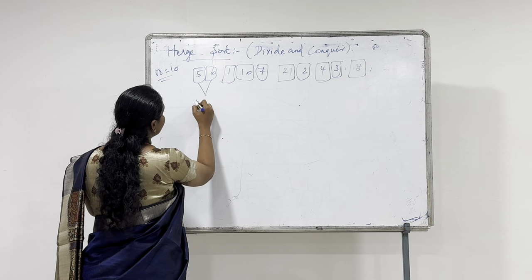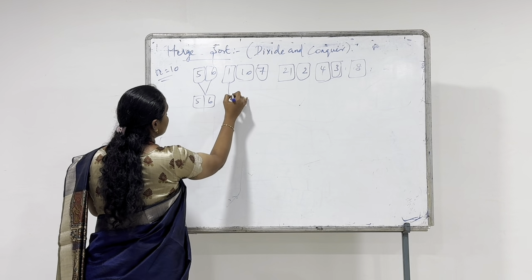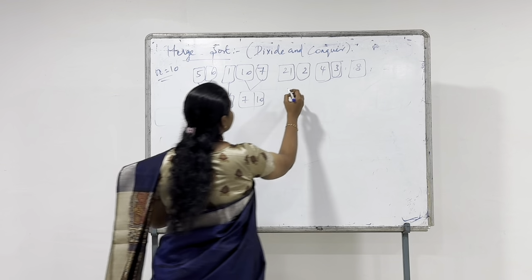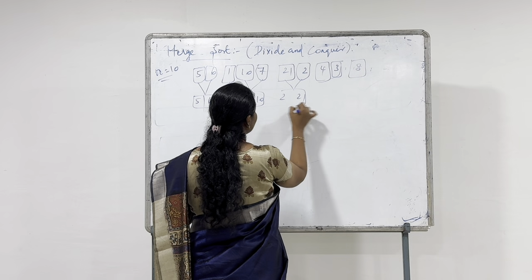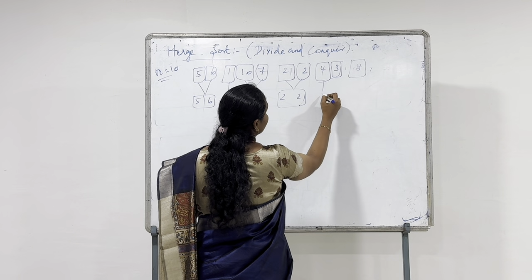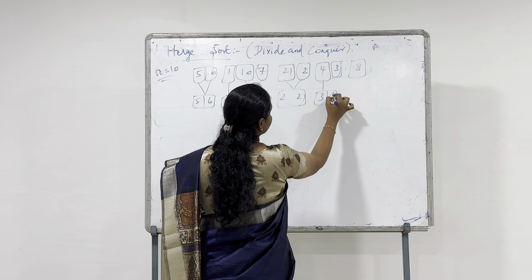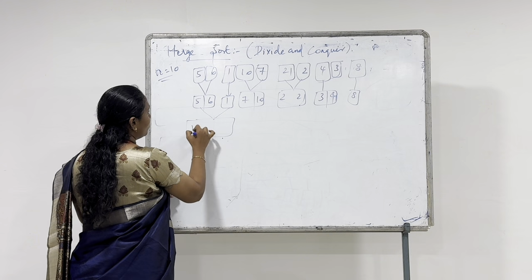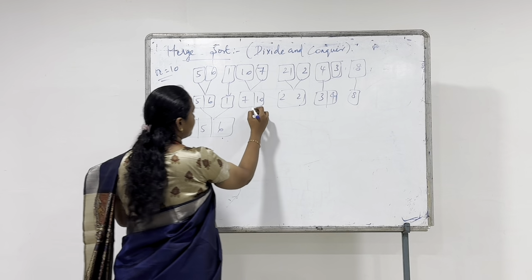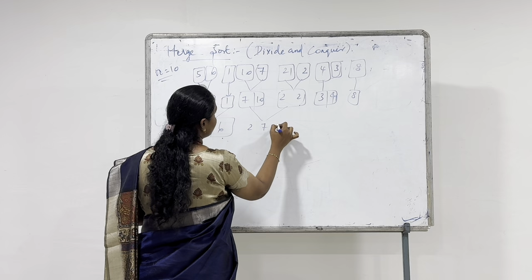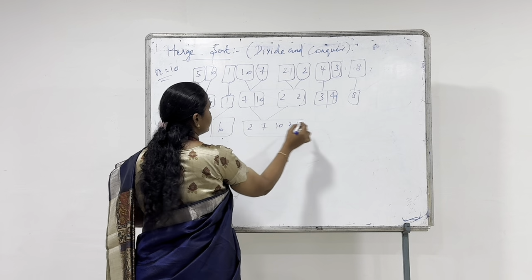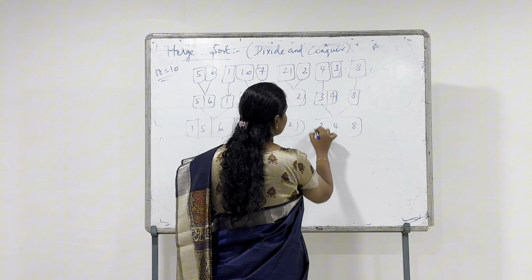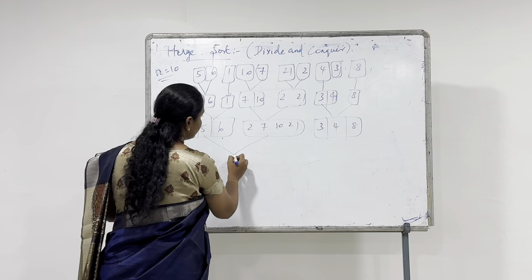So here 5, 6, this is 1, 7, 10. Here it is 2, 21, 3, 4, 8. And then we are merging these two: 1, 5, 6, and 2, 7, 10, 21, and 3, 4, 8. This is another array. And then merge these two.